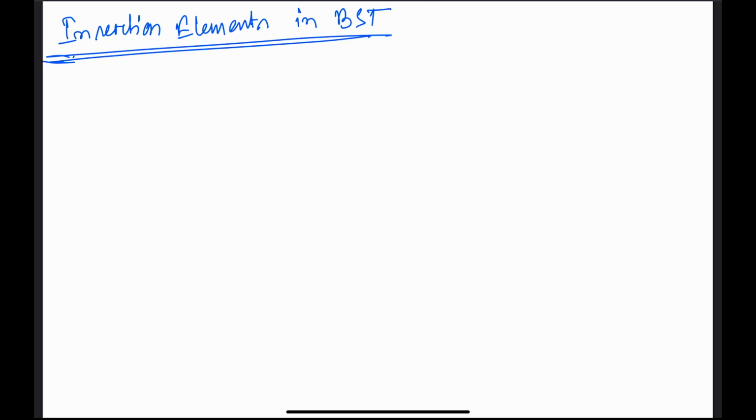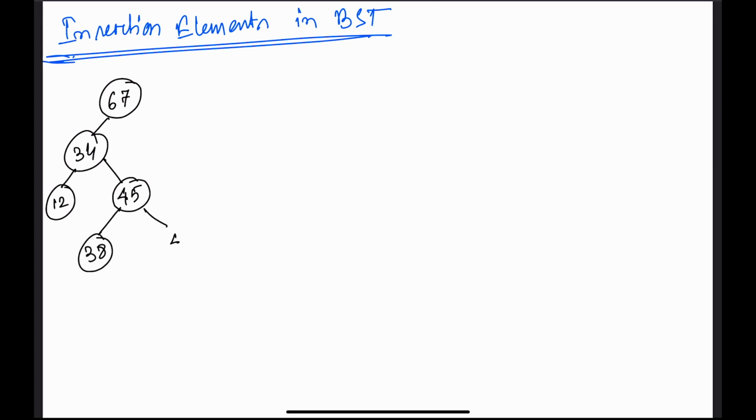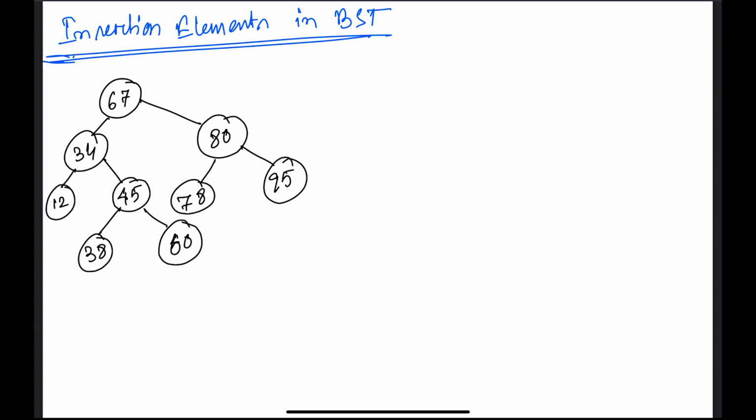Okay, now let's take an example. For example, 67, 34, 12, 45, 38, 60, 80, 78 and 95. Now you want to insert what? Insert 39. So if you want to insert 39, then obviously what will happen?